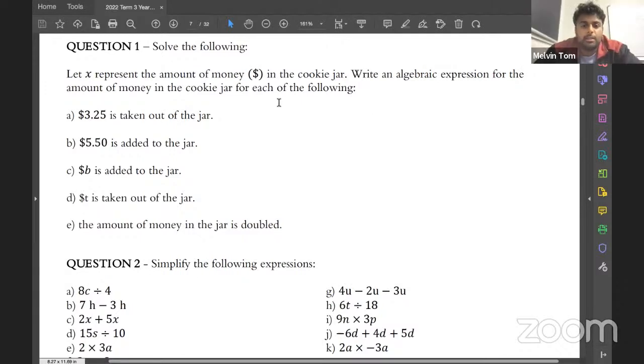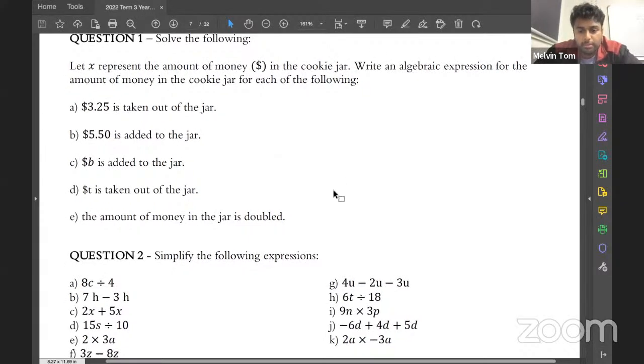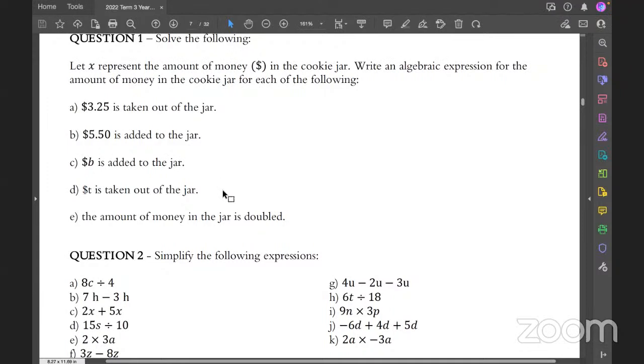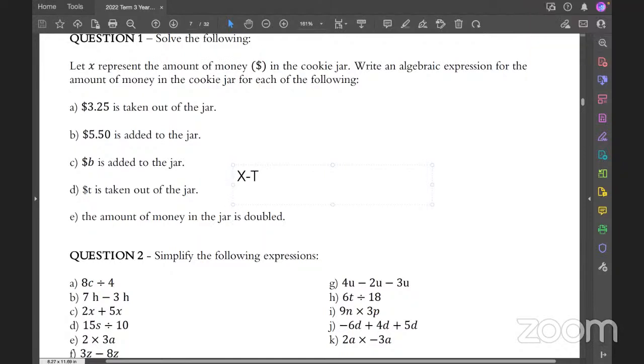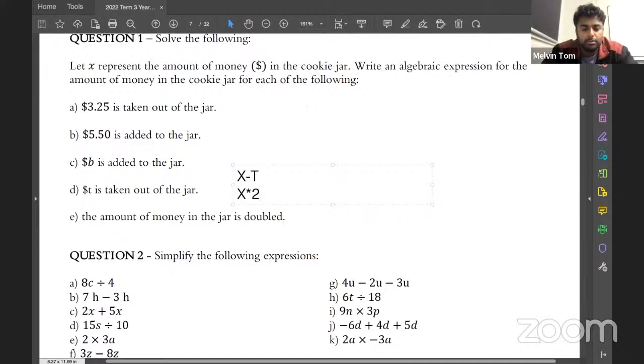Anyways, write an algebraic expression for the amount of money in the cookie jar for the following. So question number 1D first. Okay, 1D. $T is taken out of the jar. Oh no, someone asked D first. Okay. So it would be X minus T. That will be D. And then E is the amount of money in the jar is doubled. So it'd be times 2. It's doubled, not multiplied by itself. So it'd be 2X. Okay.